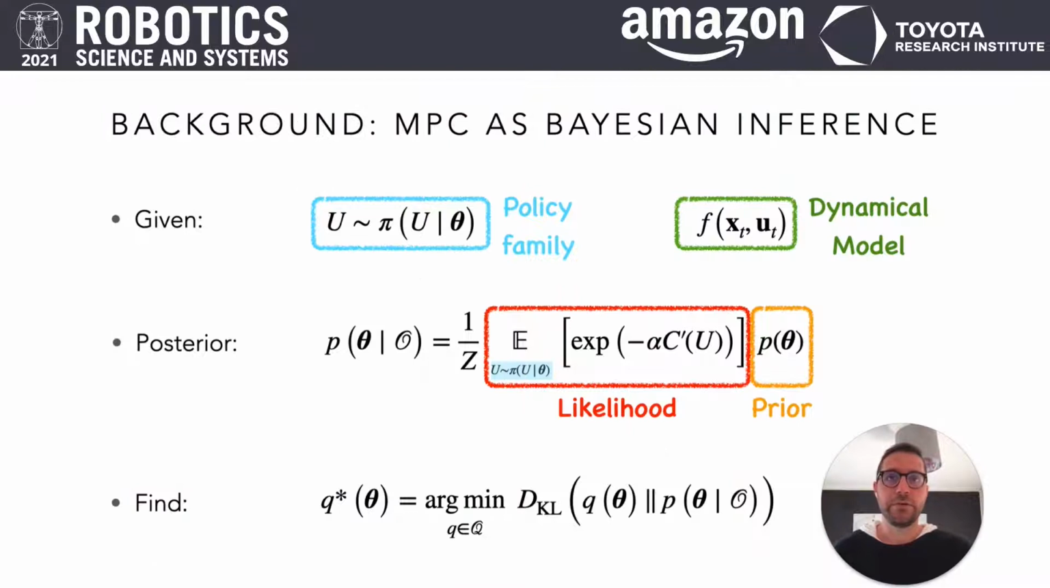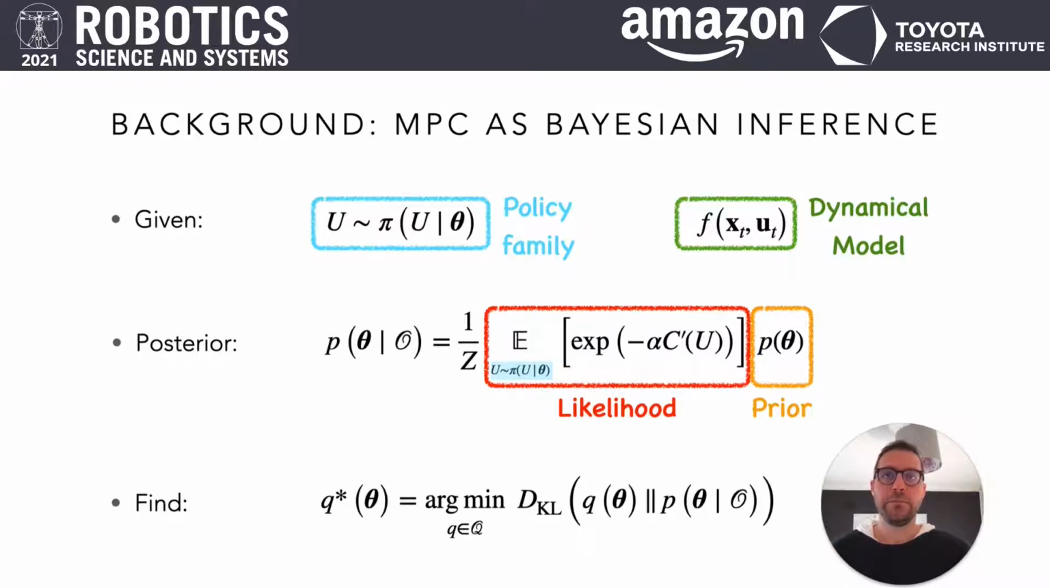Historically, MPC is one of the most used methods for control due to its robustness and high sample efficiency. An MPC task can also be formulated as a variational inference problem. In this setting, we are given a family of policy distributions and a dynamical model. The policies are parameterized by a sequence of actions, and these policies, along with the system dynamics, induce a distribution over future actions and states.